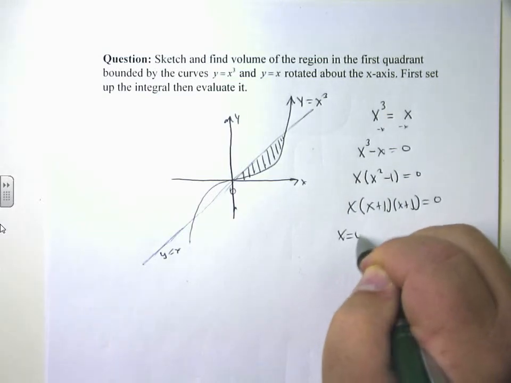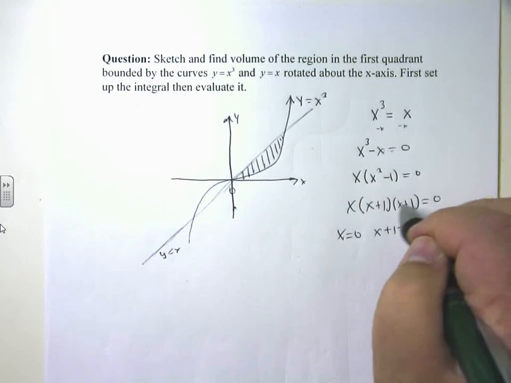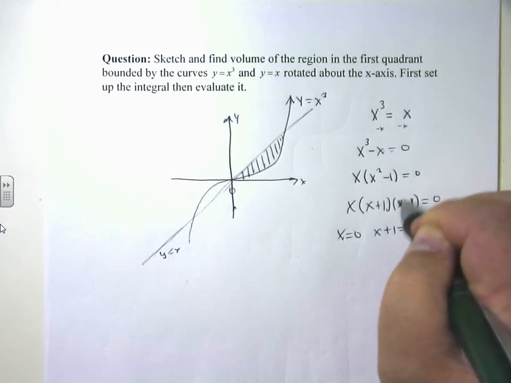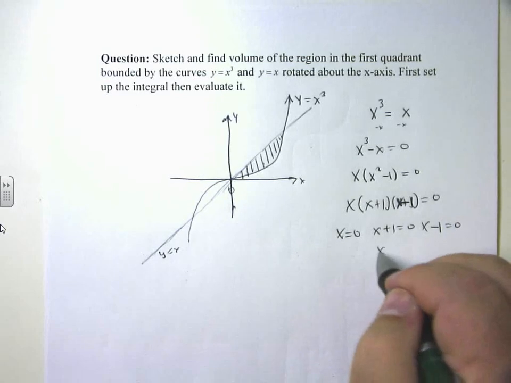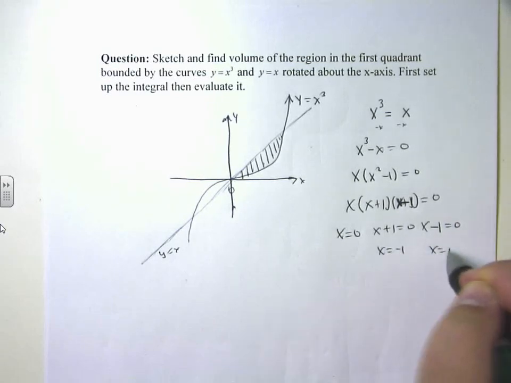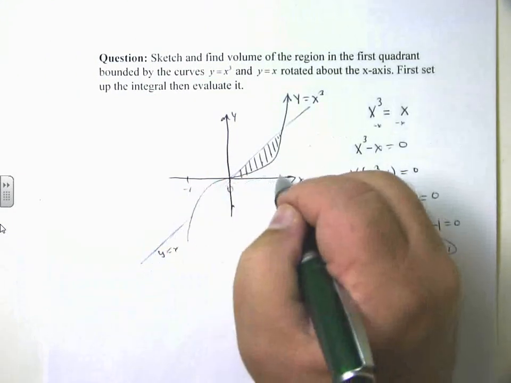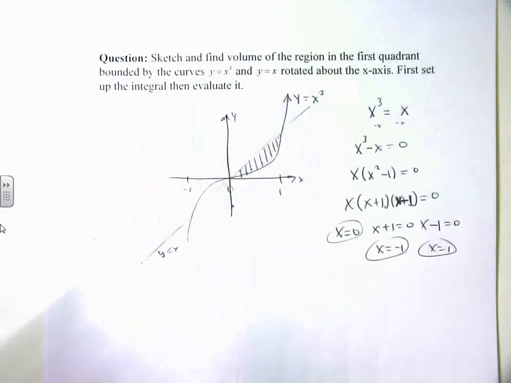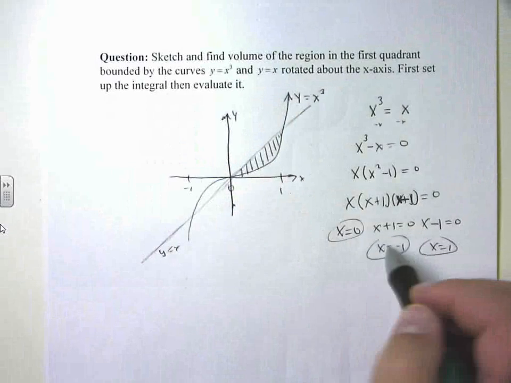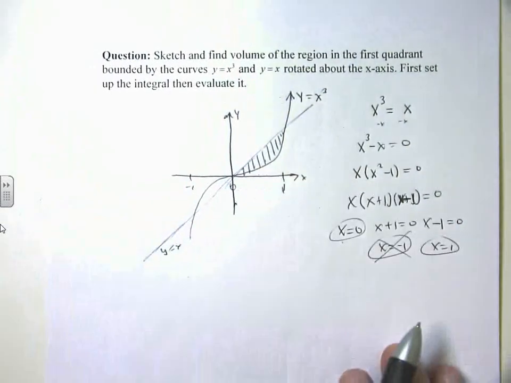That factors into a difference of squares, x times x plus 1 times x minus 1 equals 0. Set each factor equal to 0 and solve. You get x equals negative 1, x equals 1, and x equals 0. So there's a negative 1, a positive 1, and 0, but we only wanted the first quadrant here, so you don't care about negative 1. It's 0 and 1 that are my points of intersection.